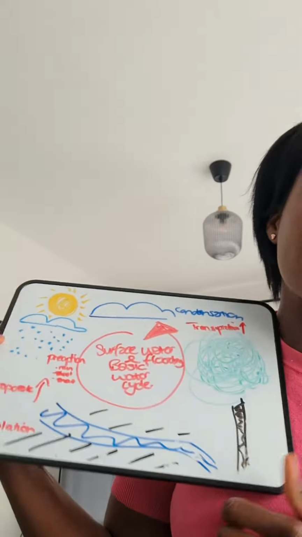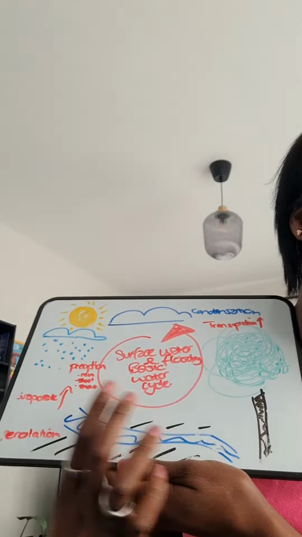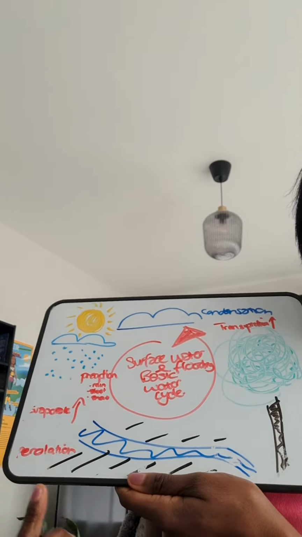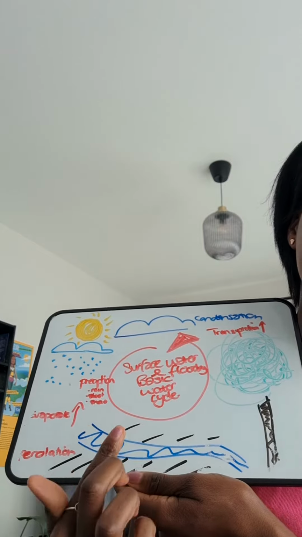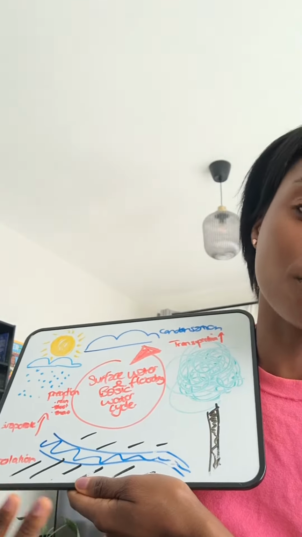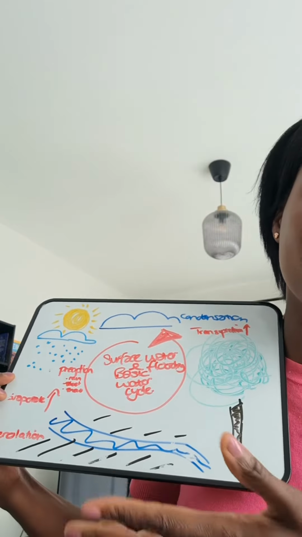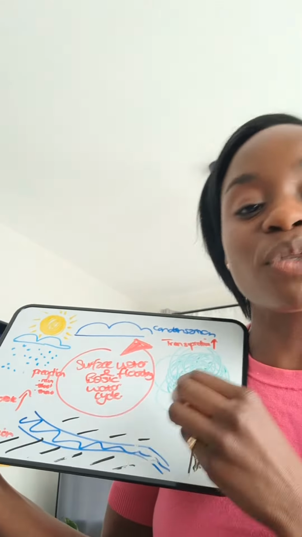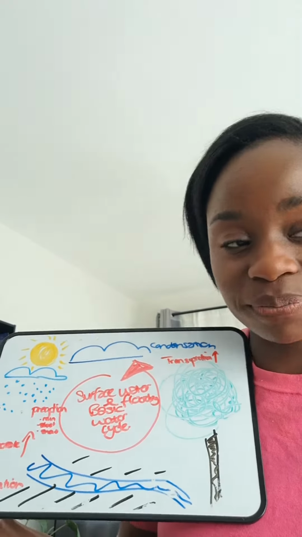The rest of the process actually happens within the soil. So let's talk about that. We have percolation, which is the vertical movement of the water through the soil. We also have through flow, which is the horizontal lateral movement of water through the soil. We also have infiltration, which is when rain falls on the soil, some of the water is then absorbed by the soil.